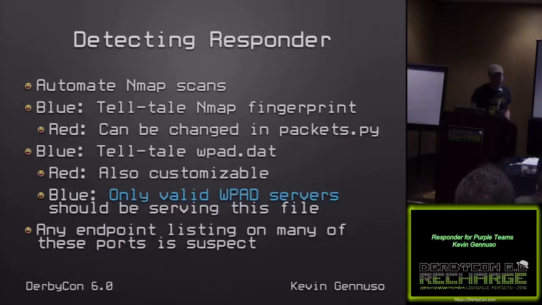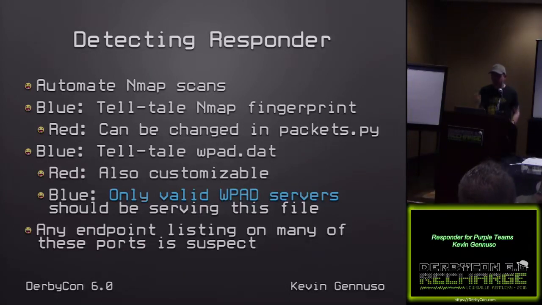All right. So to detect it, automate some Nmap scans. From the blue team side, Responder has a very telltale Nmap signature. It looks like nothing you've ever seen. For the red team, yeah, you can modify that and make it look like anything you want. Blue team, hey, there's a very telltale wpad.dat. Again, can be modified. But why would you ever have some endpoint out in your world that is serving up wpad unless you told it to? So just look for those kind of instances. You shouldn't have something sitting on your network serving up this potentially malicious file.